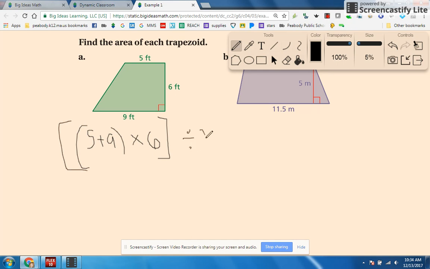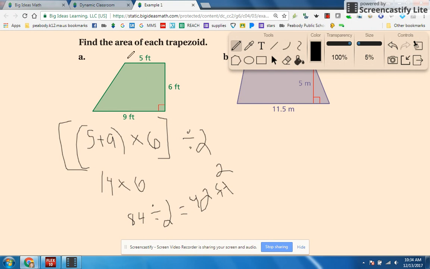Okay, so let's do this out. So 9 plus 5 is 14. Now I'm going to do 14 times 6. So that is 24, carry the 2, so 84. And then divide that number by 2, so the whole thing divided by 2. So my answer is going to be 42 feet squared. Always put a 2 over the label because you're dealing with 2 dimensions at all times.